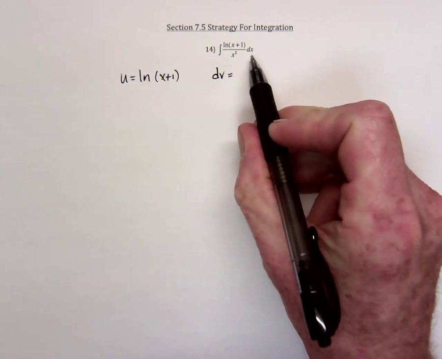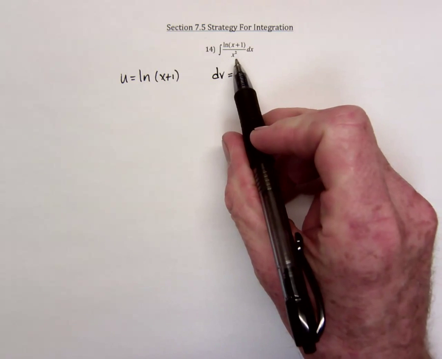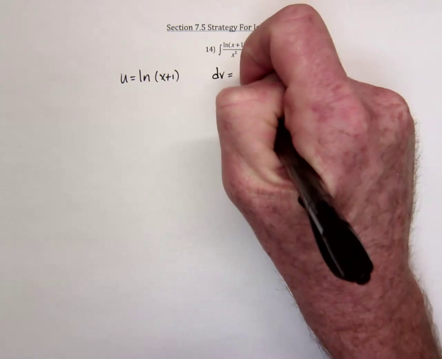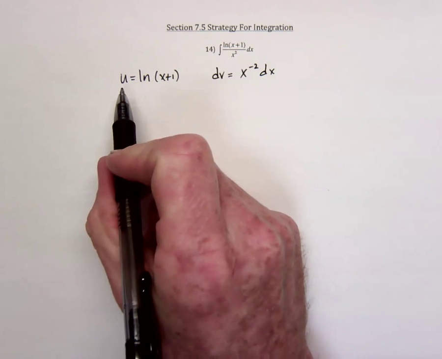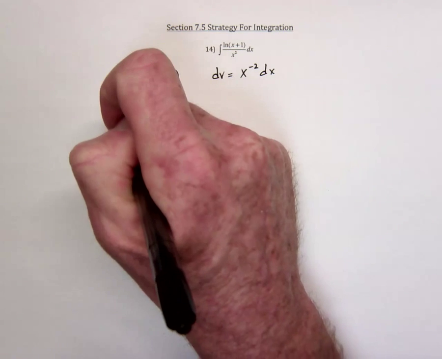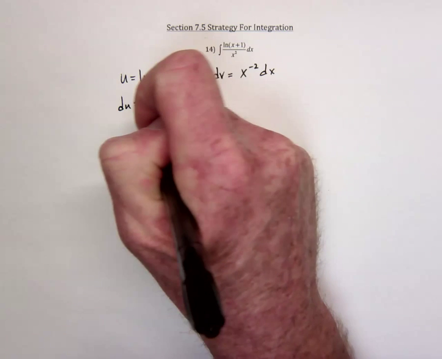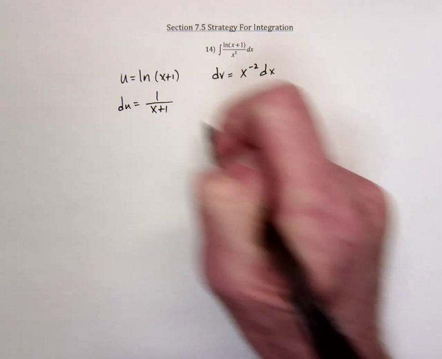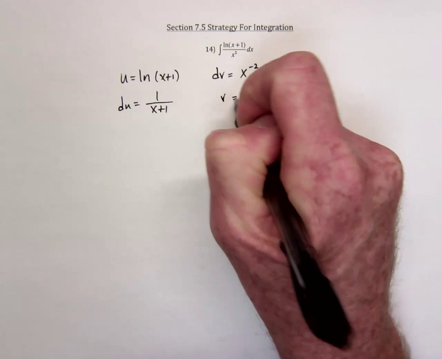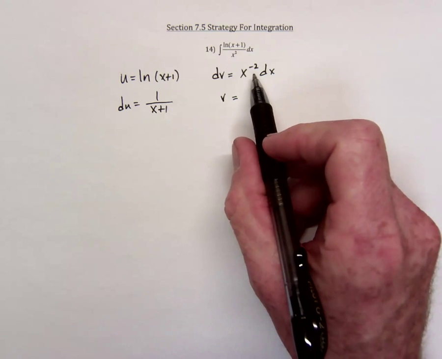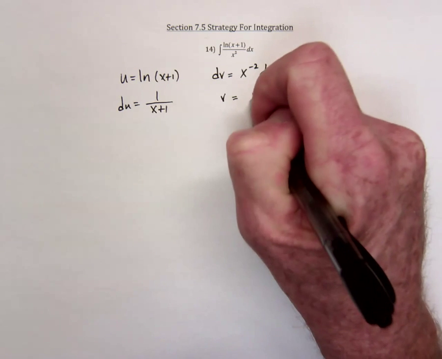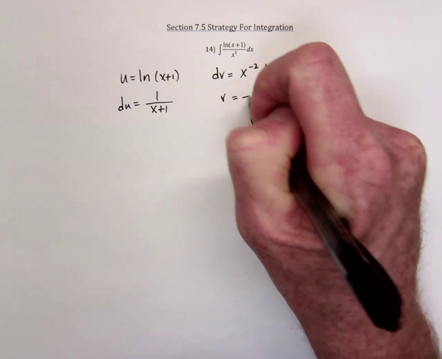and dv is going to be dx over x squared, which I'm going to rewrite as x to the negative 2. And now take the derivative over here, and we'd have 1 over x plus 1. On this side we need to integrate, so add 1 to the exponent, it becomes x to the negative 1, and then divide by negative 1.